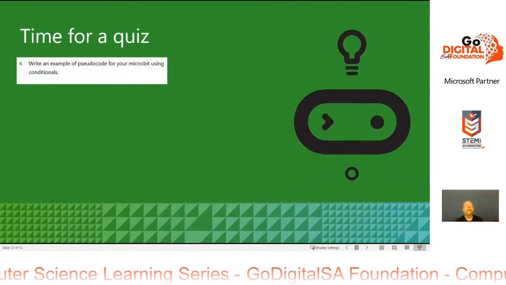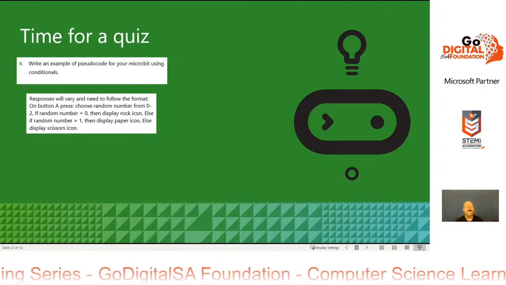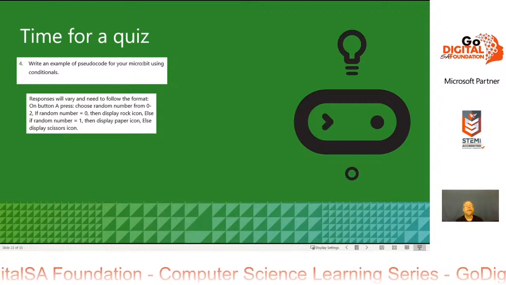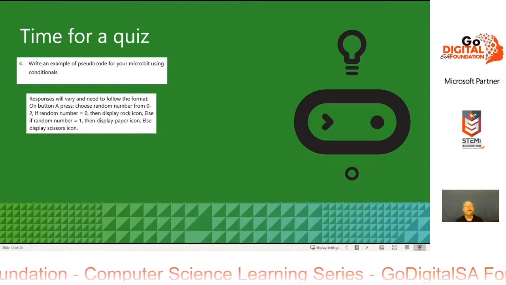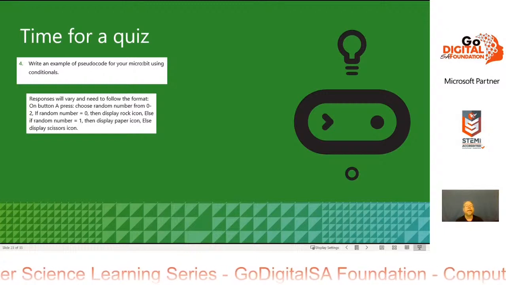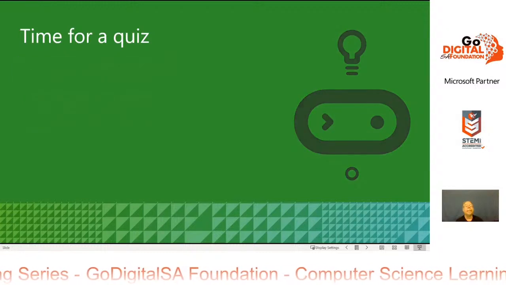Write an example of pseudocode for your microbit using conditionals. Okay, we saw that. So on button A, press, choose random number from 0 to 2. If random number equals 0, then display rock icon. Else, if random number equals 1, then display paper icon. Else, display scissors icon. So that's our pseudocode.